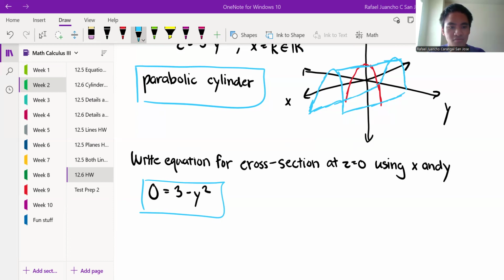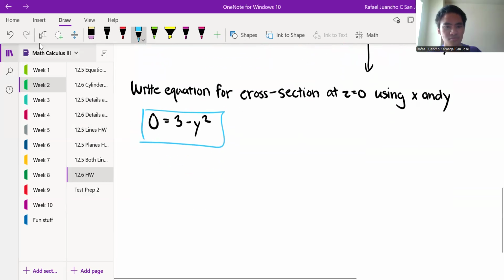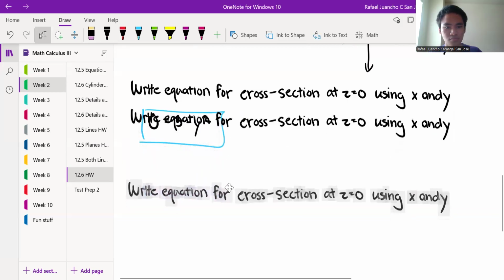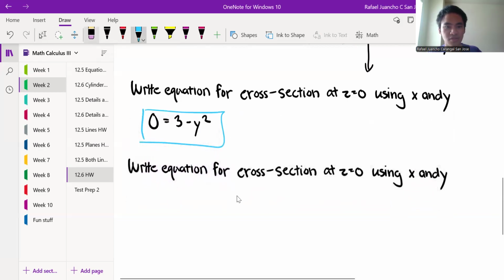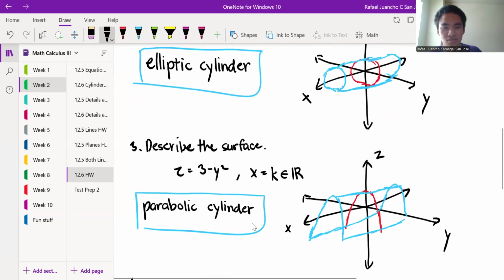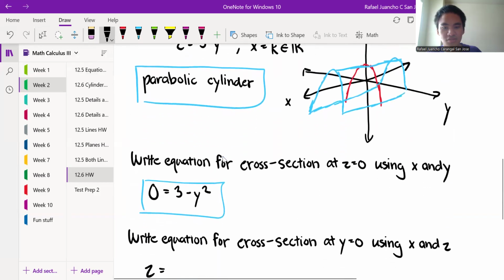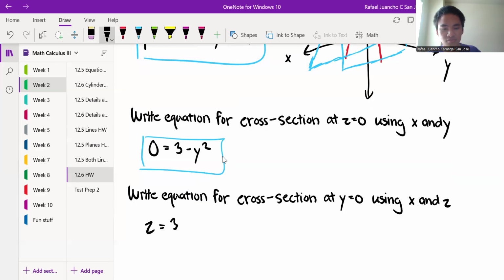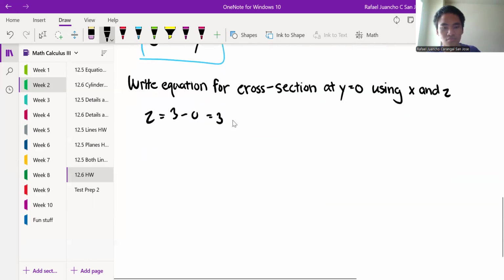Whoa, what's the lag? Okay. Next, we do the same thing. So I'm just going to copy paste. But here we want when y is 0. When y is 0, we're now using x and z. But here really we just make y 0. That's it. So z is 3 minus 0. So z is 3. Pretty much.